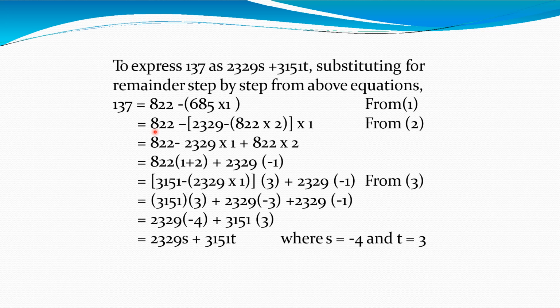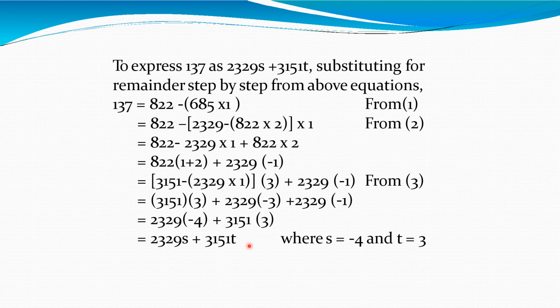And after that, substituting the values for remainders and finally simplifying, we get 137 is 2329 into minus 4 plus 3151 into 3. So comparing it with 3151t plus 2329s, we get s is minus 4 and t equal to 3. Now this is one way of expressing GCD as a linear combination.